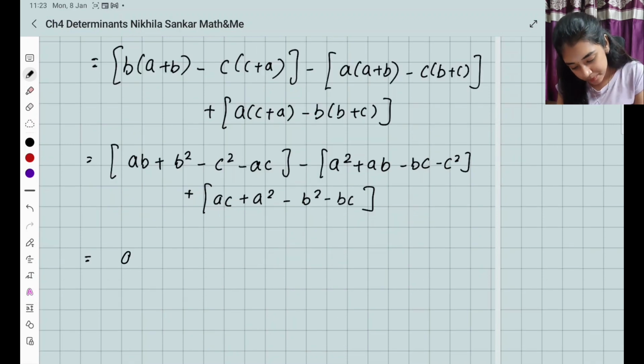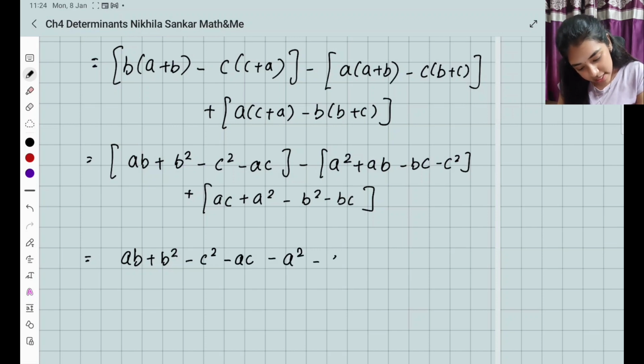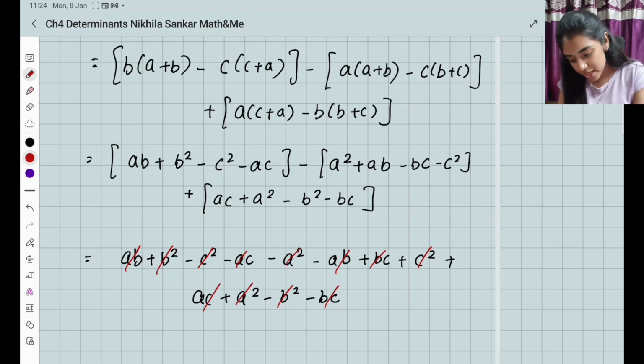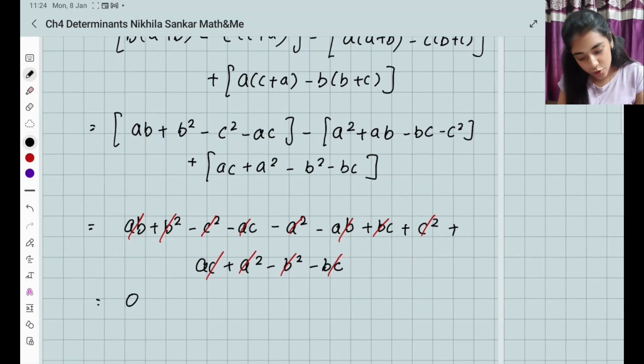Bracket open பண்ணா AB plus B square minus C square minus AC. இப்போ இந்த minus உள்ள multiply பண்ணா minus A square minus AB plus BC plus C square plus the last bracket AC plus A square minus B square minus BC. இப்போ எதெல்லாம் cancel ஆகுதுன்னு பார்ப்போம். So I have AB minus AB plus B square minus B square minus C square plus C square minus AC plus AC minus A square plus BC minus BC. அவ்வளவுதான், எல்லாமே cancel ஆயிடுச்சு. So this is going to be 0.